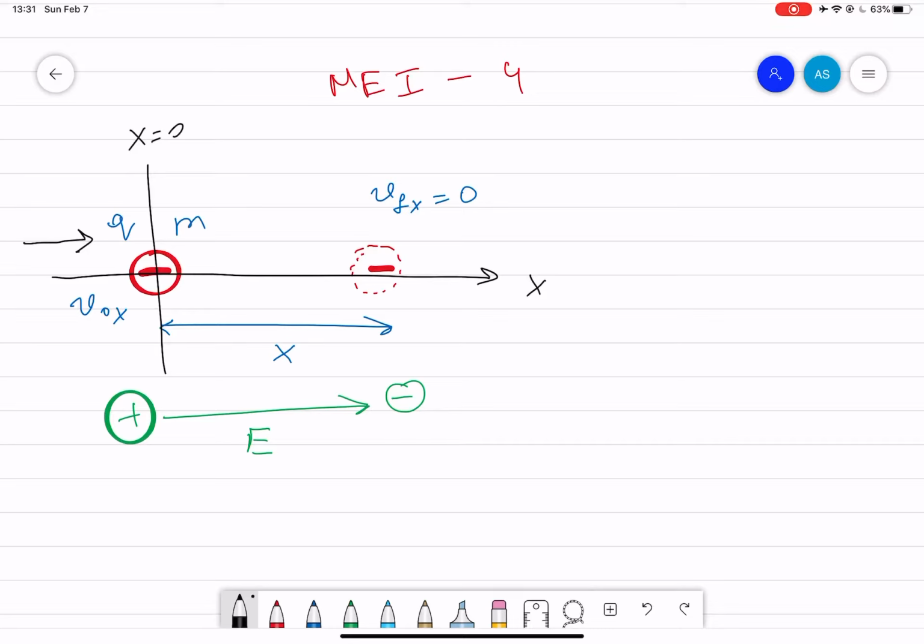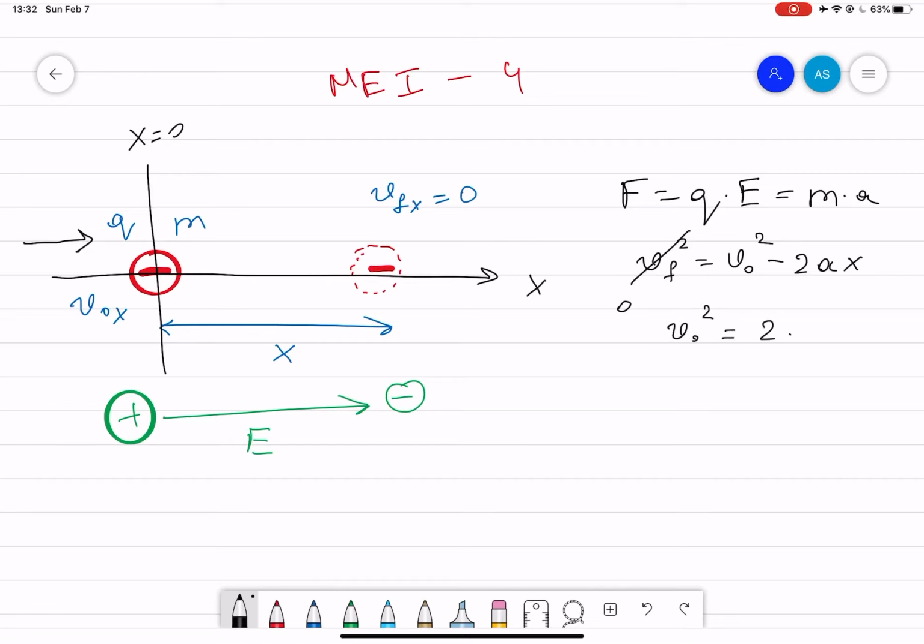Now we have a formula where force is equal to Q times E, and we also know it is equal to m times acceleration. Then we have a formula where V final squared is equal to V initial squared. Now it's decelerating, so I put a negative 2ax here. At some point it will stop, so the final velocity becomes 0. Then we have V initial squared is equal to 2ax. From here we can say that acceleration will be equal to V initial squared divided by 2x.